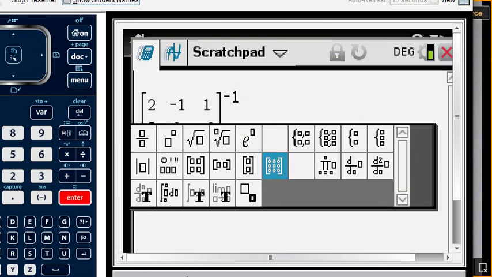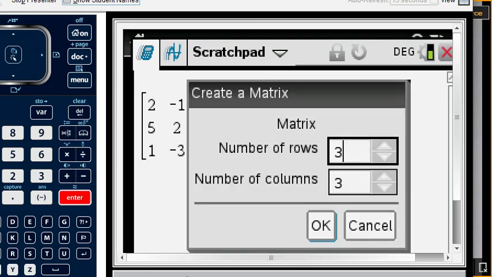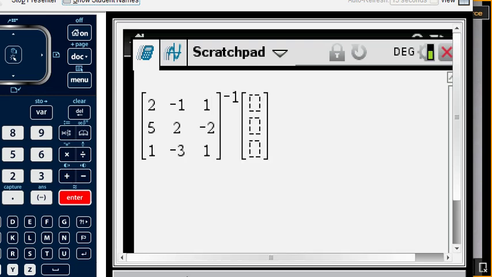Hit the matrices again. And we're going to go 3 rows by one column. Negative 5 tab, 19 tab, negative 5.